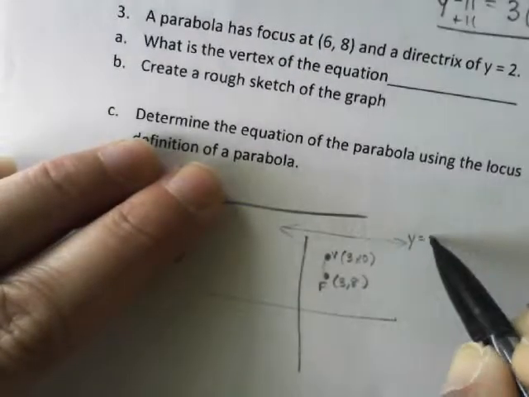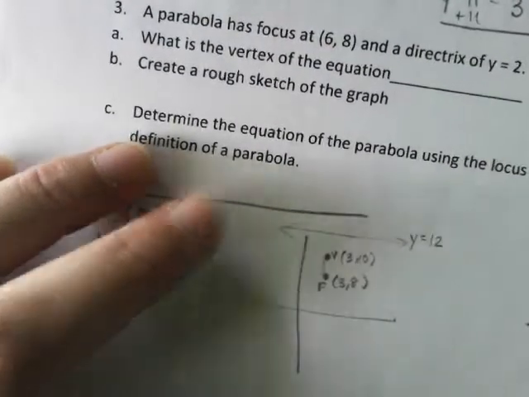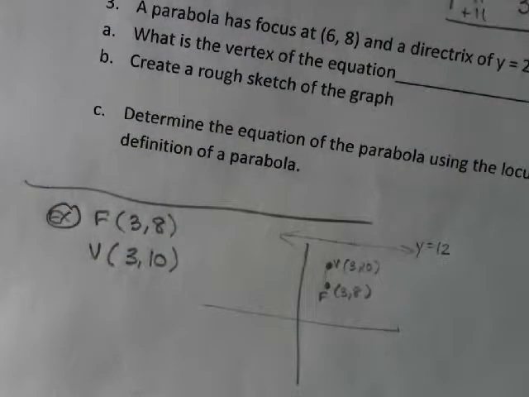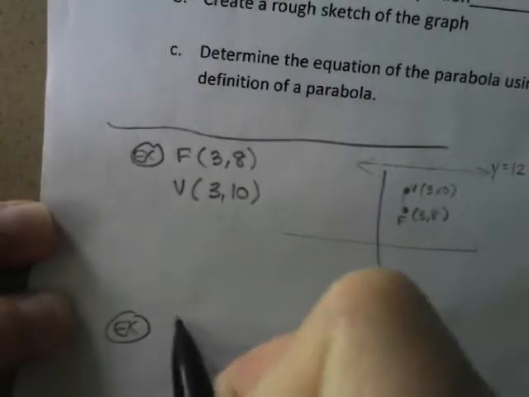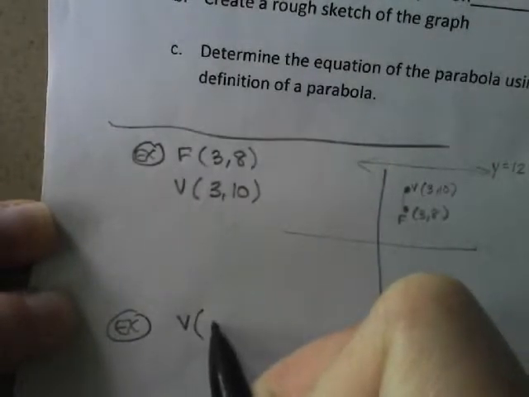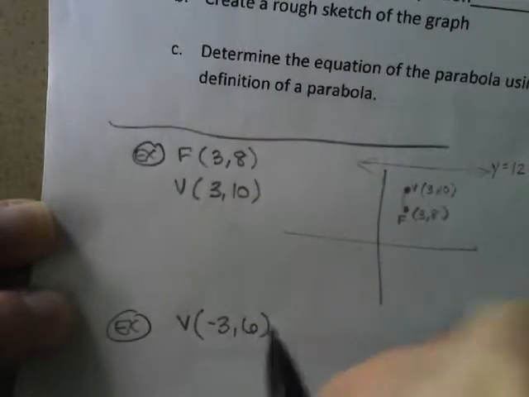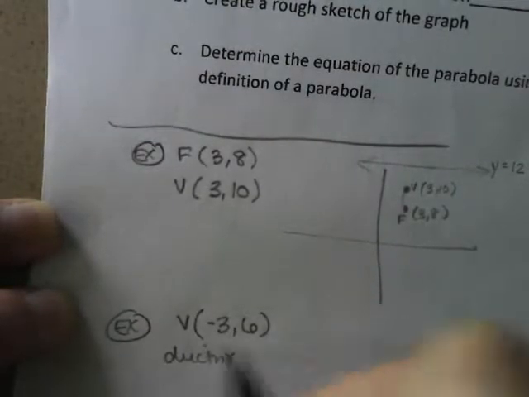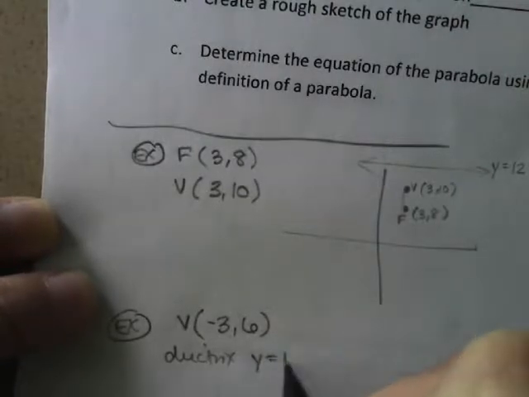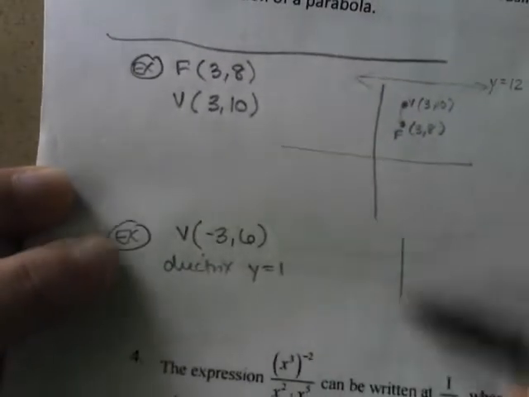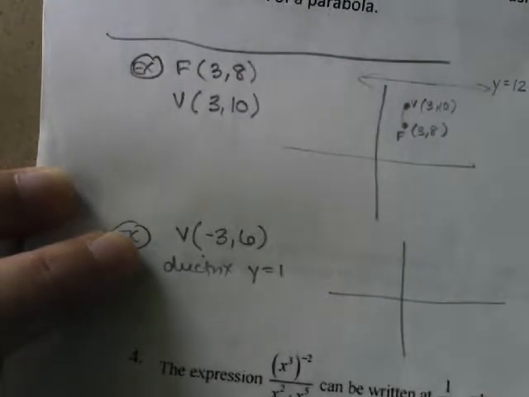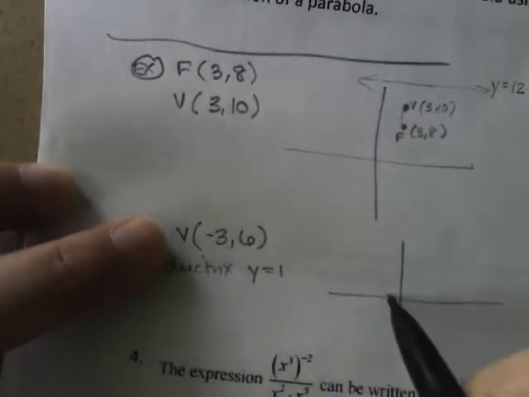equals 12. Okay? So they can give you the vertex and the focus, and you have to go the other way, that same number of units, to get to the directrix. Or vice versa. Let's say they give us the vertex is (-3, 6), and the directrix is y equals 1. So again, they're not giving you focus and directrix, so you're not going halfway in between them. They're giving you the halfway point already by giving you the (-3, 6).